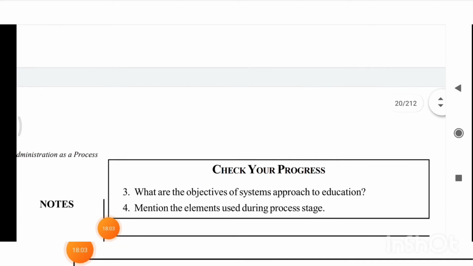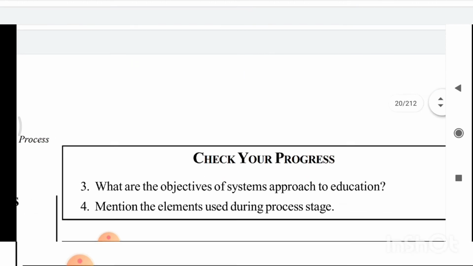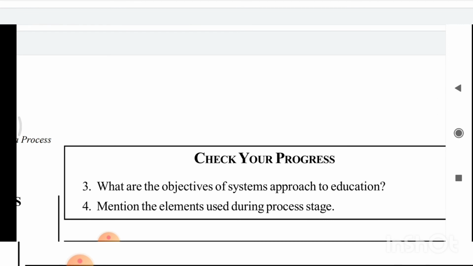Okay guys, so this is all about today's topic, and we will meet in the next video number 5. Meanwhile you can check your progress by attending this question: what are the objectives of the system approach to education, and mention the elements used during the process stage. I will try to bring the next video for you as soon as possible.